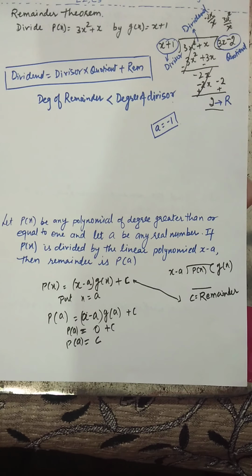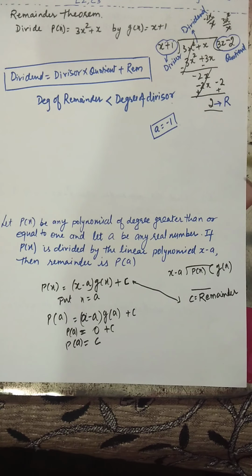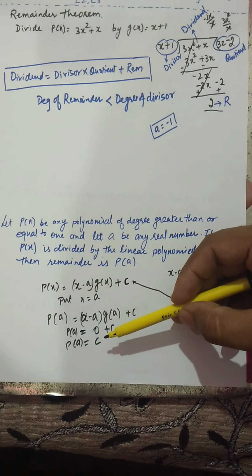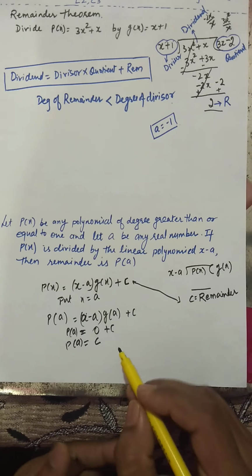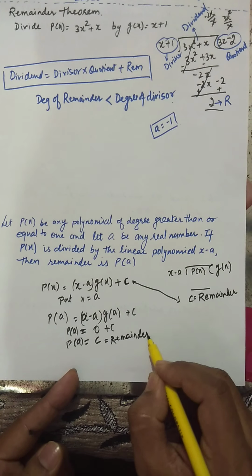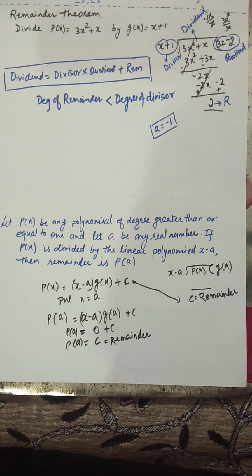So what we have understood from this remainder theorem is that there is no need to do this long division if you are looking for the remainder. It is simple: whatever factor is given to you, you substitute that factor equal to 0. Like here, if I put x minus a equal to 0, then I get x equal to a. Put this value in the given polynomial, and whatever answer comes, that answer is your remainder. So this is a very important result.